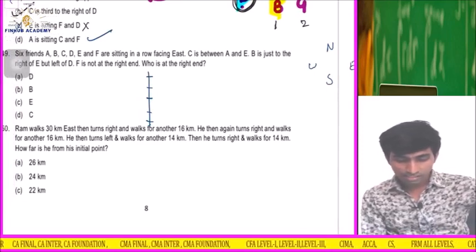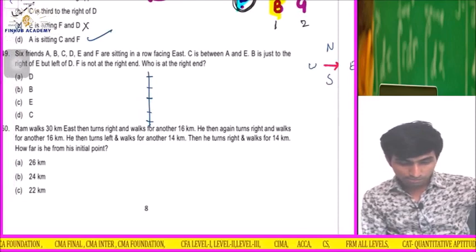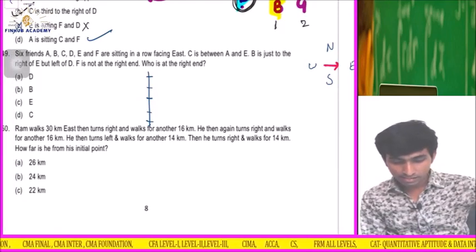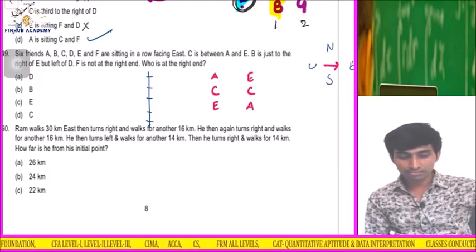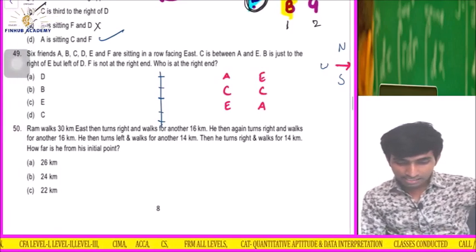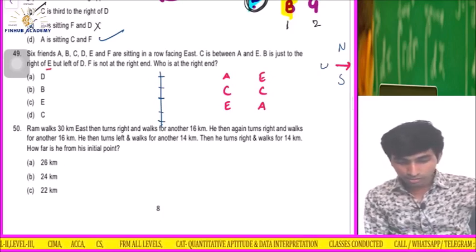Okay, fine. So C is between A and E; here we take two options. They are facing this side. Take both the options. C is between A and E. Other way around, C can be between E and A. B is just to the right of E.